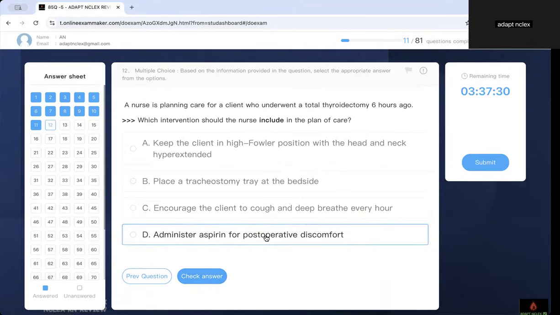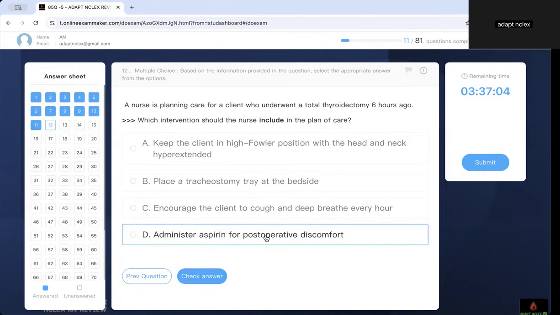A nurse is planning care for a client who underwent total thyroidectomy 6 hours ago. Which intervention should the nurse include in the plan of care? Keep the client in high Fowler position with the head and neck hyperextended. Place a tracheostomy tray at the bedside. Encourage the client to cough and deep breathe every hour. Administer aspirin for postoperative discomfort. What do you think?